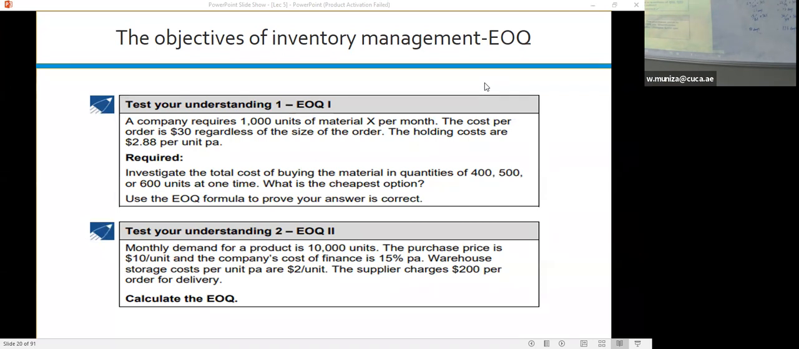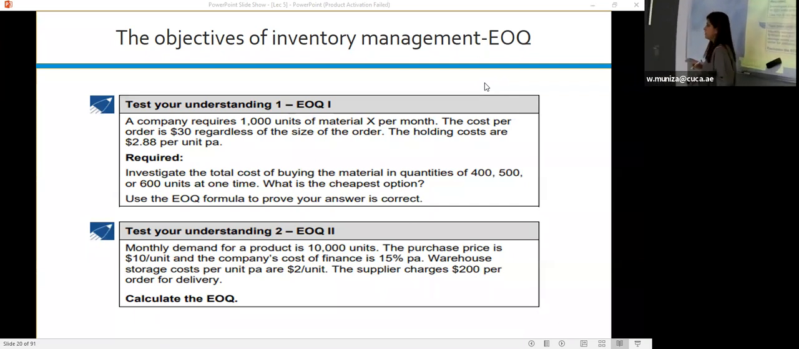The quantities are 400, 500 and 600. Students, calculate the average inventory, because in order to calculate holding cost, we need average inventory. Am I right? What is the formula for holding cost? Holding cost per unit multiplied by average inventory.